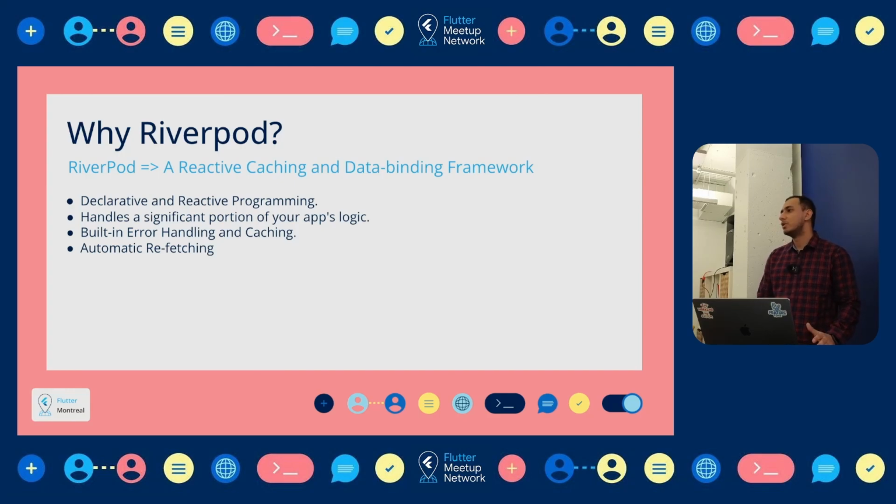So what Riverpod does is, once you fetch data in a provider, it caches that data, and you can use the same provider at another place in your widget tree, and it will return the same data without making a GET request or another API call. So that's quite useful.